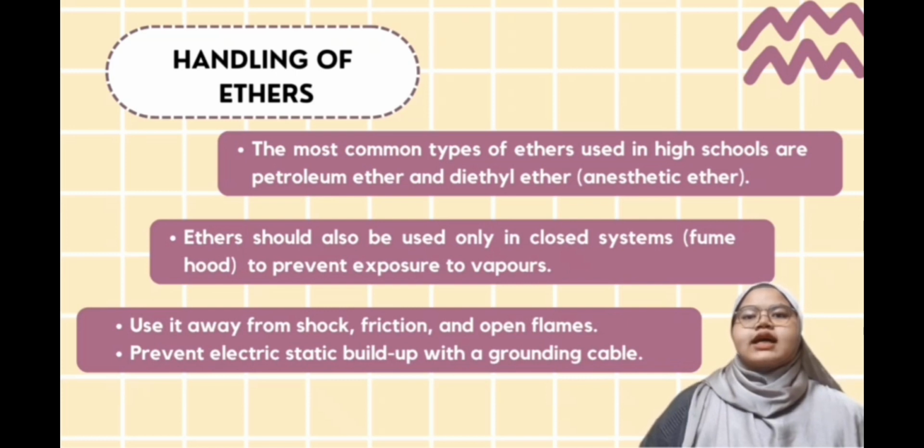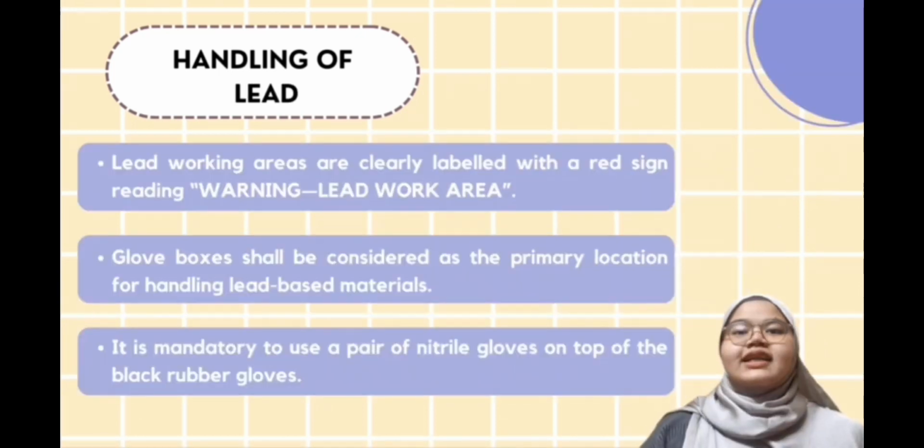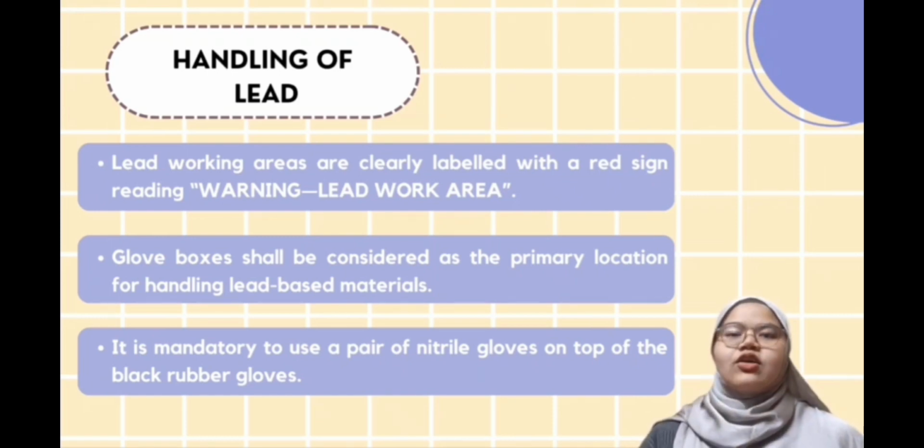So make sure to handle ethers in the chemical fume hood to prevent exposure to vapors. When handling the chemical, use it away from shock, friction, and open flames. Prevent electric static buildup with a grounding cable. Next, we move on to handling of lead.